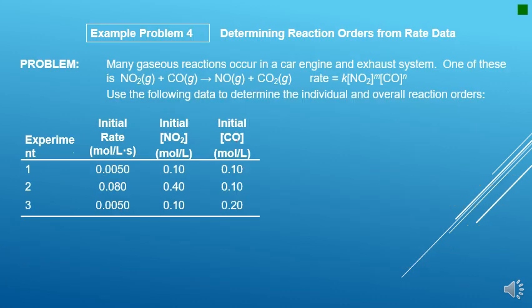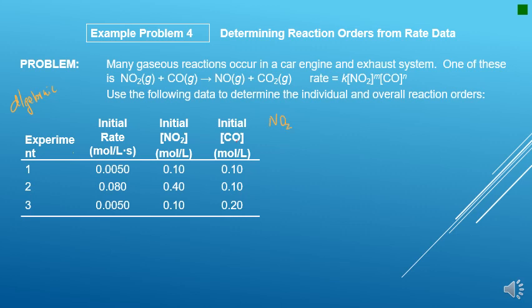So for example problem number 4, I'm going to go back and work this one out using the algebraic method. This one is asking us, many gaseous reactions occur in a car engine and exhaust system. One of these is NO2 plus CO, forming NO and CO2. It tells you the rate is equal to k times NO2 raised to the m power times CO raised to the n power. We want to use the following data to determine the individual and the overall reaction orders. So again, 2 parts to this problem. For that algebraic method, I'm going to start off looking at the NO2.